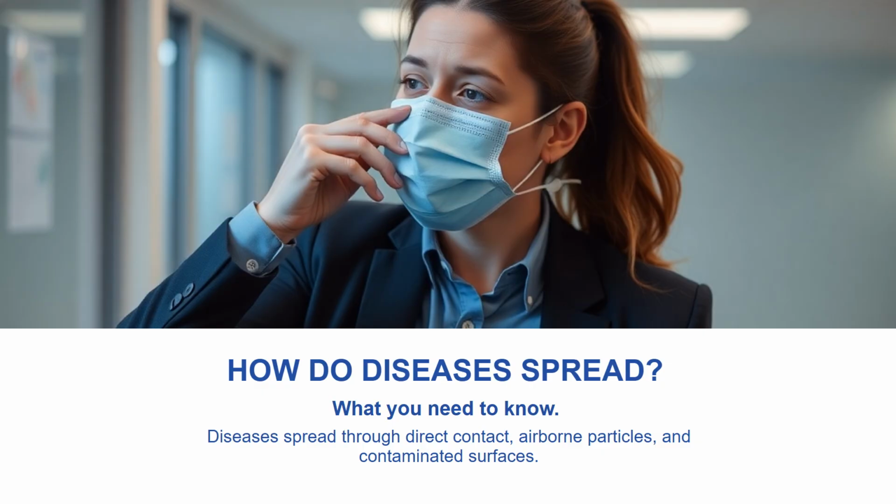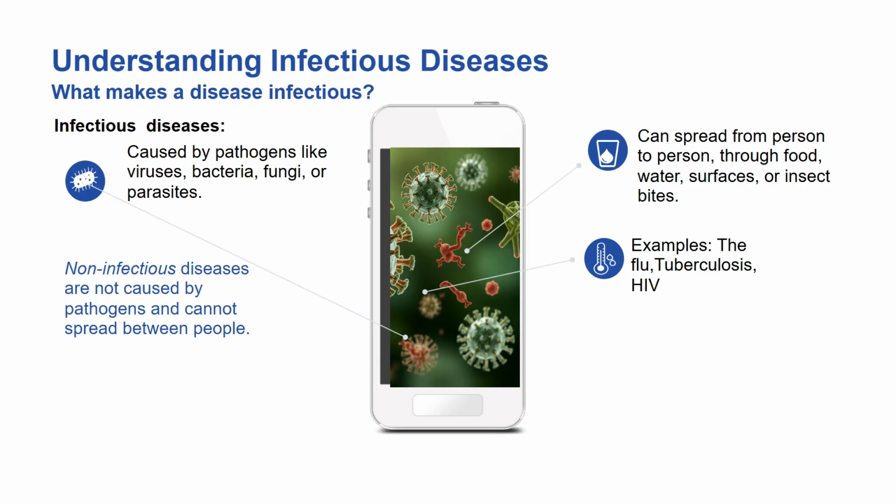Let's examine the facts. Infectious diseases are caused by pathogens like viruses, bacteria, fungi, or parasites that can cause disease. They can spread person to person via contaminated food, water, surfaces, or insect bites. Examples include influenza, tuberculosis, and HIV.